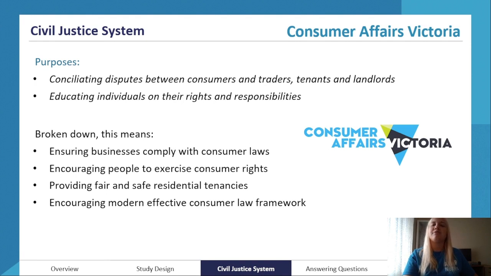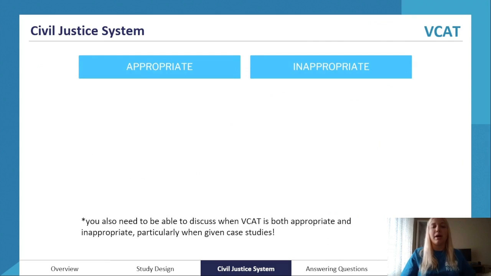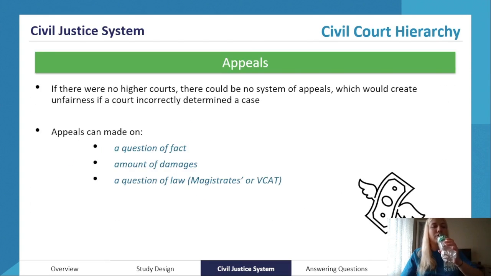Now, CAV is a free dispute resolution body. It's completely free. So that's the key advantage that it has over the courts. It uses conciliation as its primary method of dispute resolution. This means there is no court hearing. It is essentially an alternative dispute resolution method, and you will need to know all 3 of these: mediation, conciliation, and arbitration. Consumer Affairs Victoria uses conciliation. I might just skip forward to show you that slide.